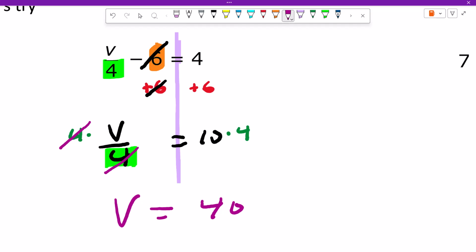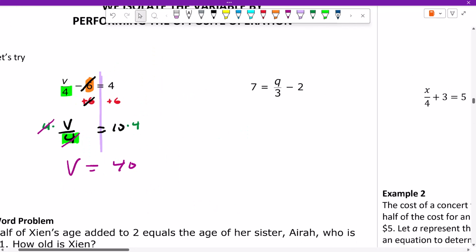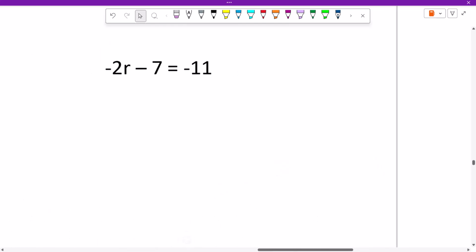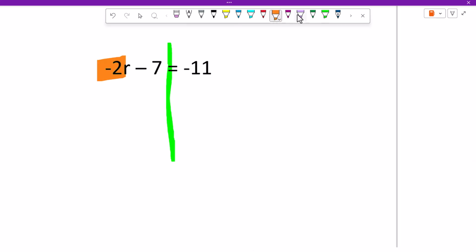So let's jump over to this one. All right, we split it at the equals. We have a 2 and we have a 7. Which one do we get rid of first? 7. Plus 7, minus 7, divide, times, plus? Plus 7.